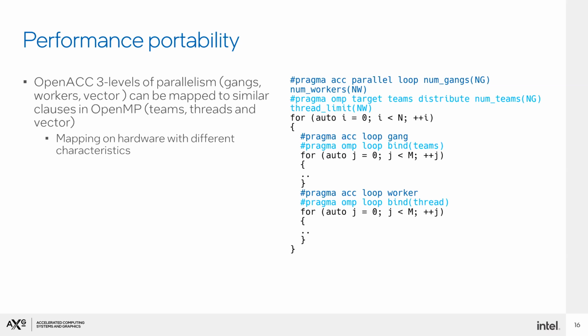So the next topic I had in mind was performance portability. Both OpenACC and OpenMP have 3 levels of parallelism to be set. On OpenACC, we have gangs, workers, and vectors, and on OpenMP we have teams, threads, and vectors. So it's basically the same with different names, to be honest. But it's not the same as the hardware, right?